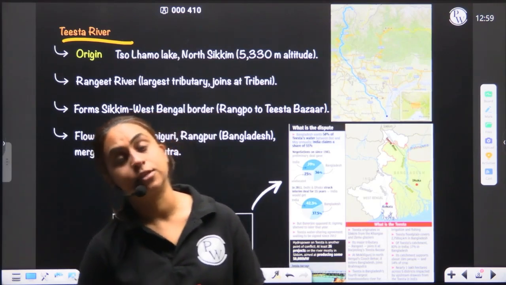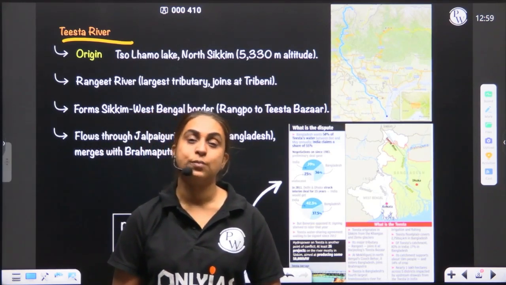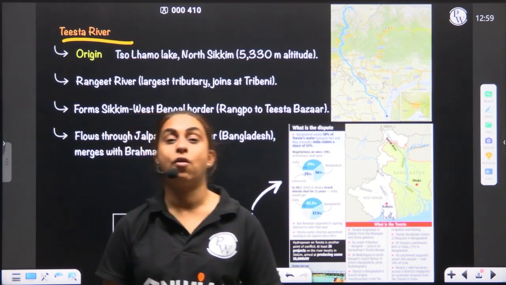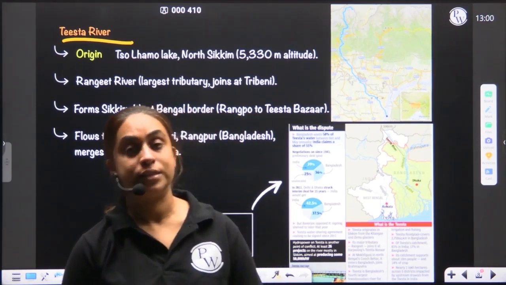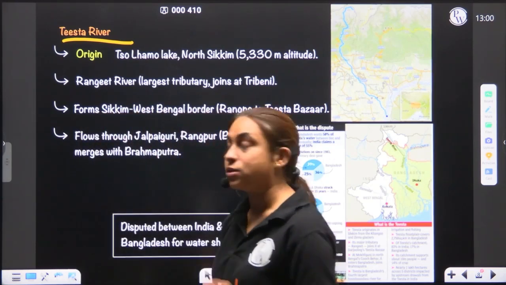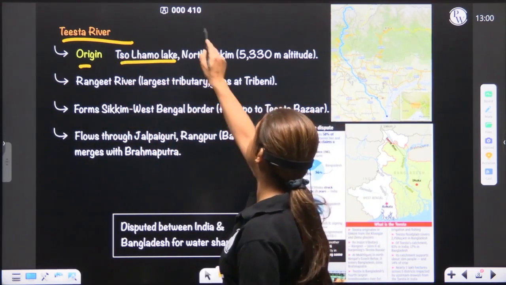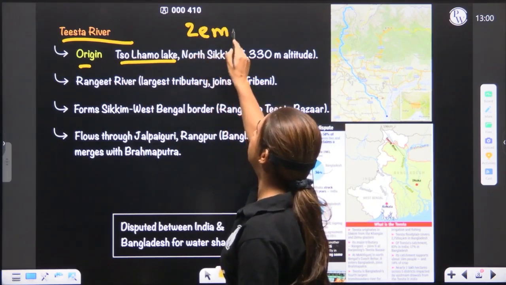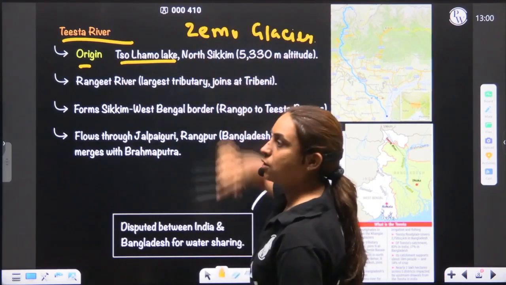Two times UPSC has asked questions on Teesta. So Teesta becomes a very important river likewise. Teesta is an important tributary of Brahmaputra. It meets Brahmaputra in Bangladesh, that we have already seen. Let me see what the origin and other things are. So for Teesta, the origin is Sulamu Lake. There's a glacier called Zemu Glacier. Along the Zemu Glacier, there is Sulamu Lake where Teesta originates.